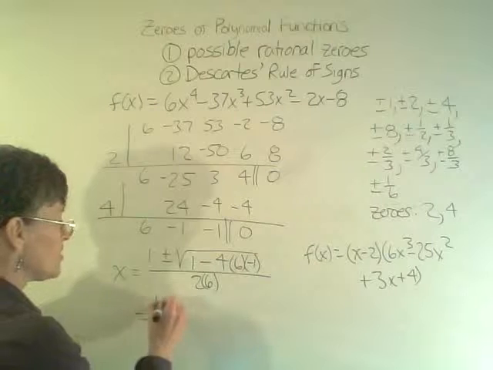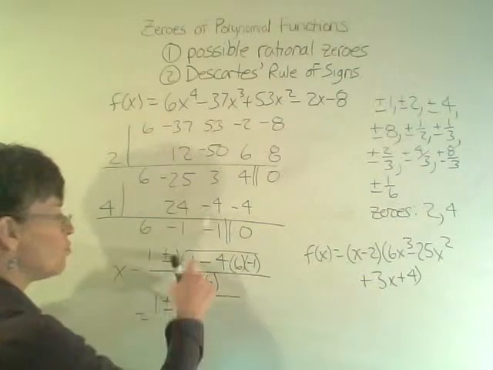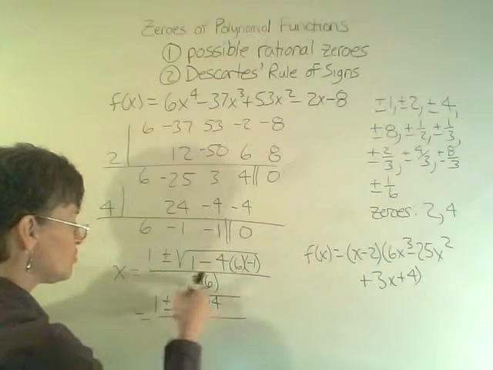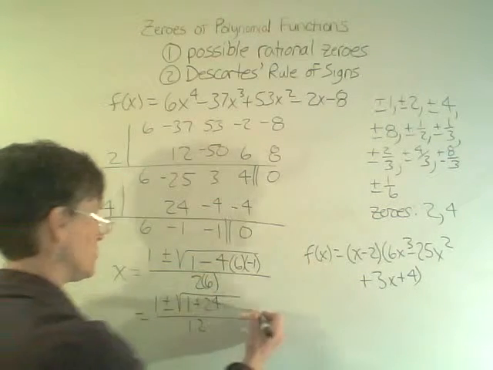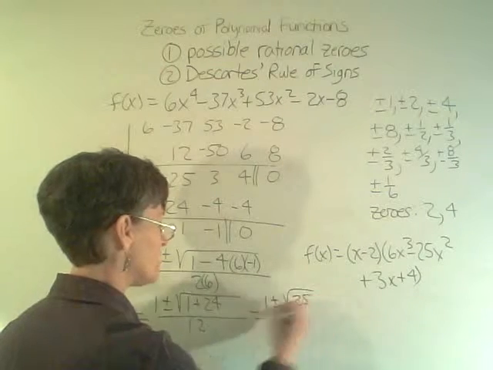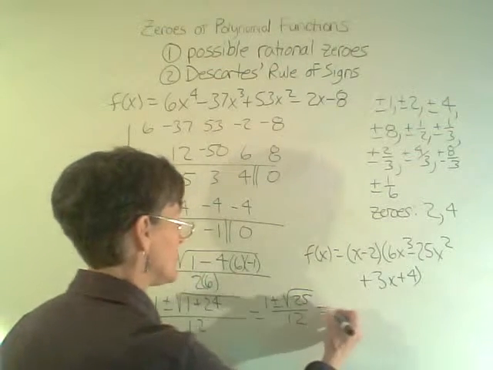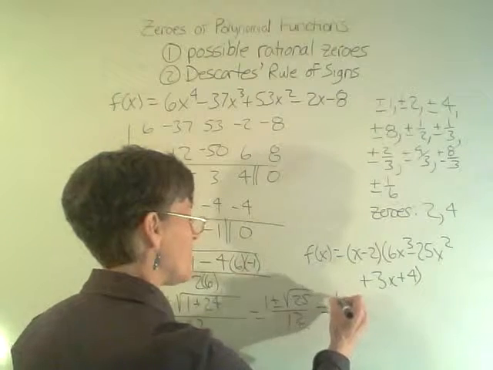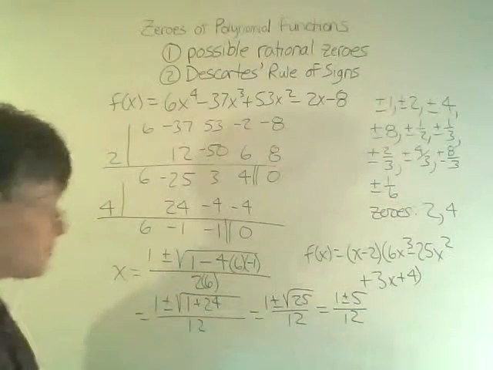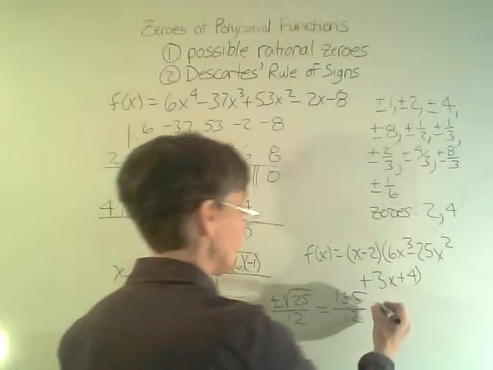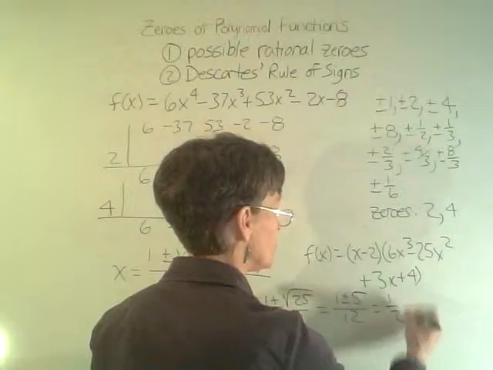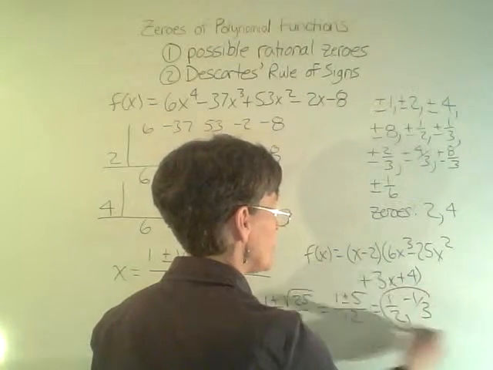So 1 plus or minus the square root of 1 plus 24 over 12. Well, this is going to be 1 plus or minus the square root of 25 over 12, which gives me 1 plus or minus 5 over 12. Well, that gives me 6/12, which is 1/2, and negative 4/12, which is negative 1/3. So these are my other zeros.